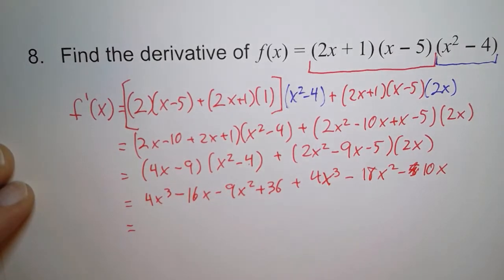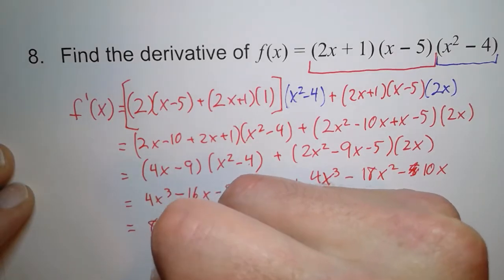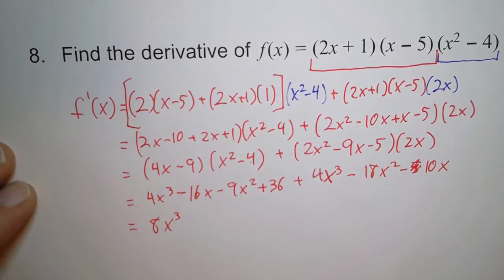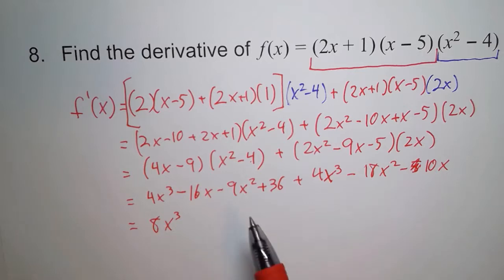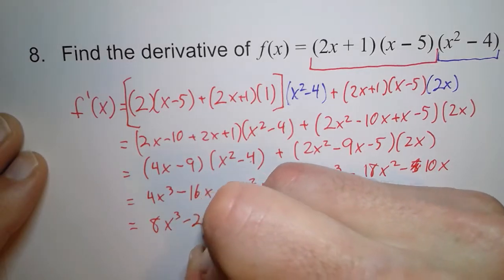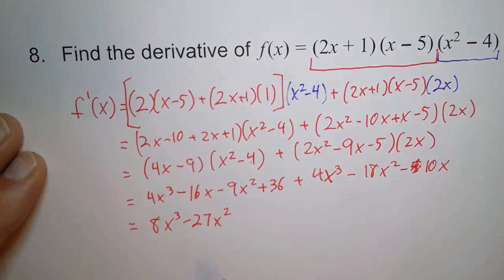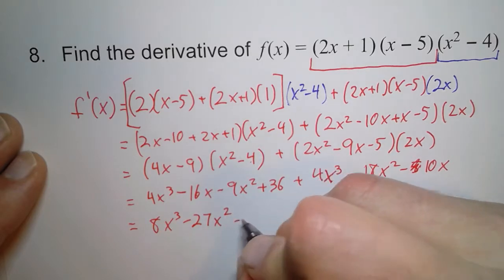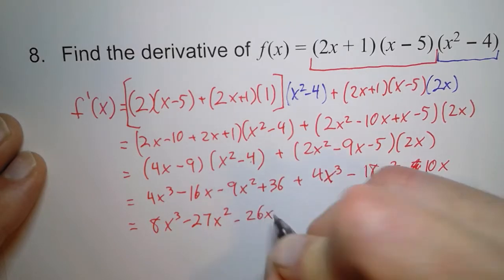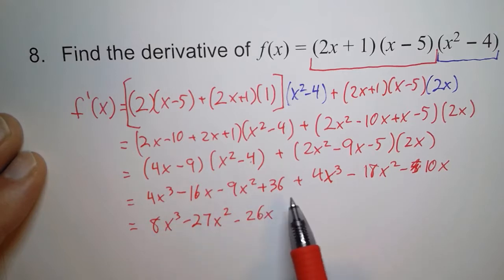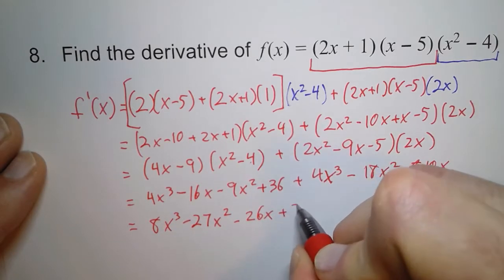So now let's combine like terms. Start with the highest power, x cubed. So we have 4 and 4. So that makes 8x cubed. Next we have x squareds. So we have negative 9, negative 18. So that's negative 27x squared. Then we have x, negative 16, negative 10. So that's negative 26x. And then finally a constant, we only have 36.